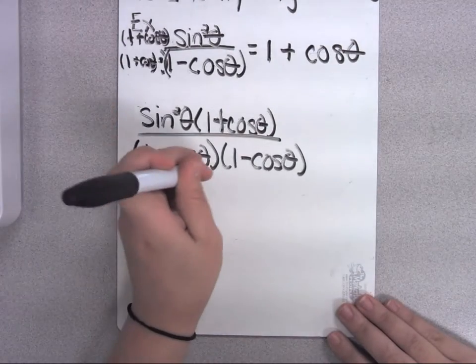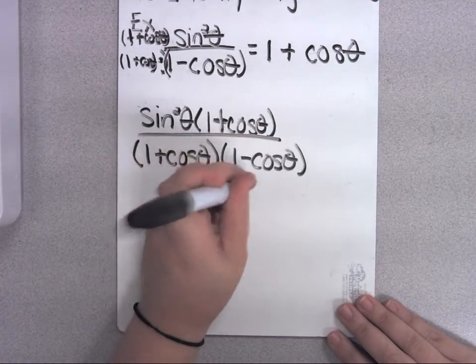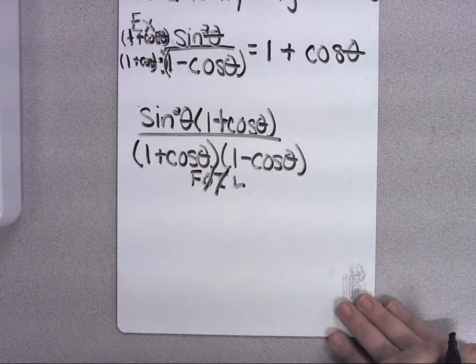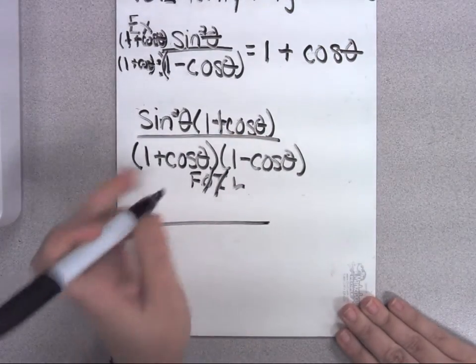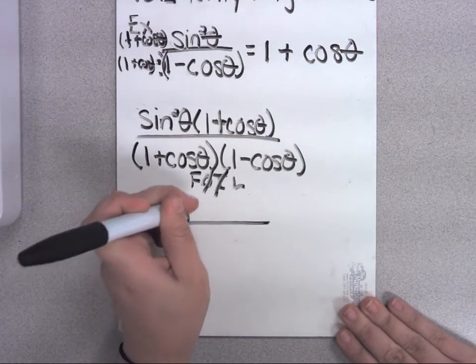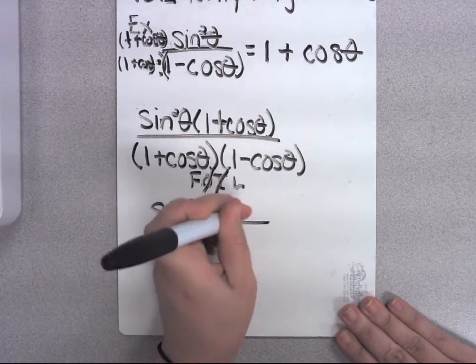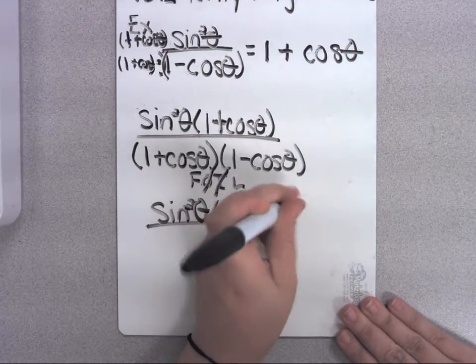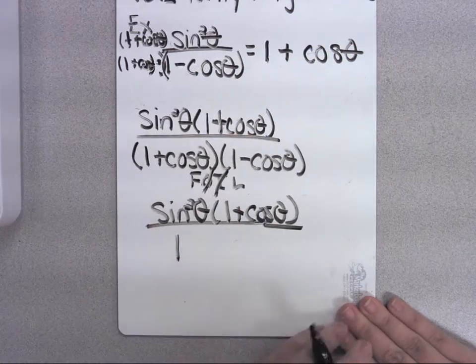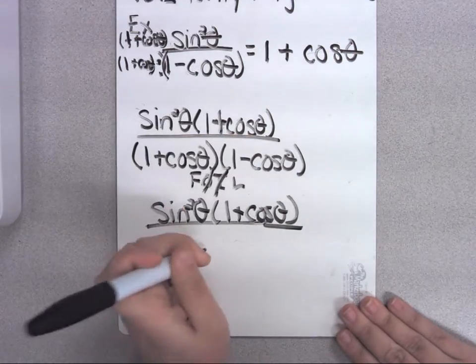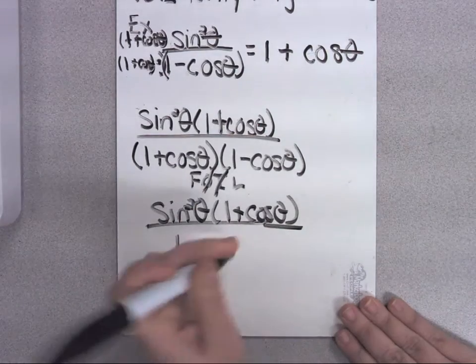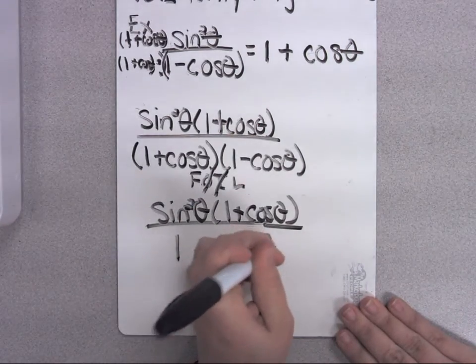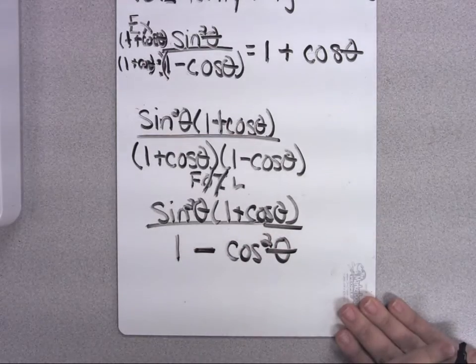So we're going to FOIL this, but the O and the I are going to cancel out. So you just do first and last. So 1 times 1 is 1. I'm just going to rewrite the bottom. Rewrite the top. So 1 times 1 is 1. Positive times negative is a negative. Cosine times cosine is cosine squared of theta. Okay.